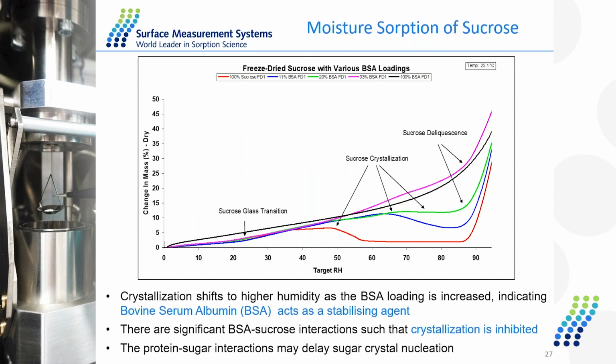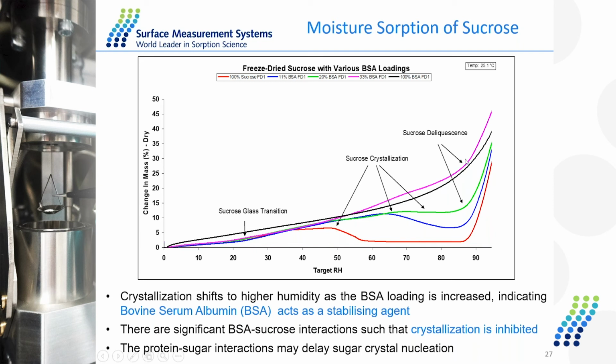And we have a similar study with the protein-sugar interaction to stabilize the sugar content, where the red line here is for the pure sucrose sample, and it is mixed with the BSA protein in ratio to investigate any changes in the mixture stability. So the crystal point for the pure sucrose is about 50% RH.